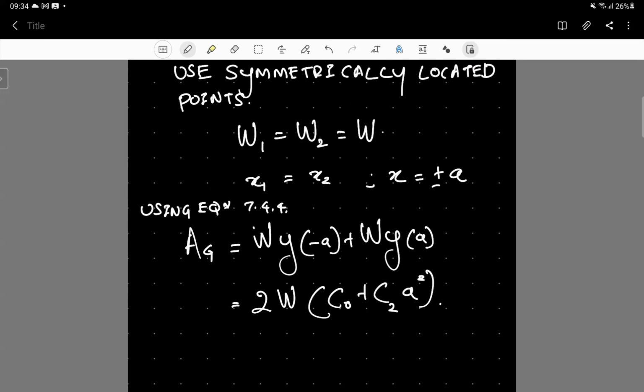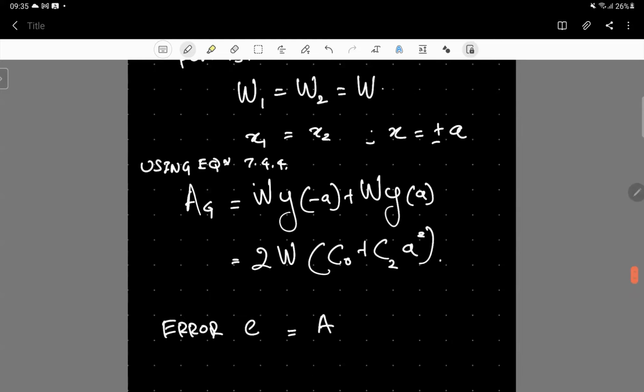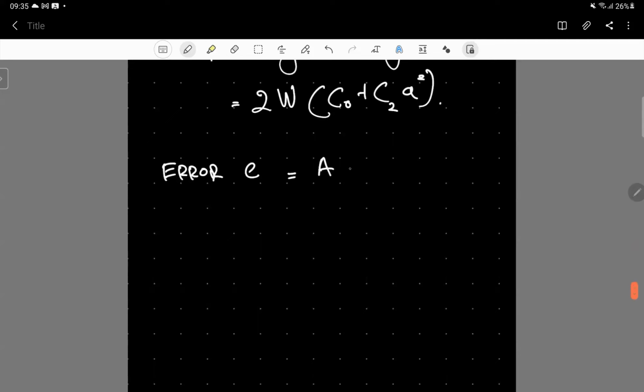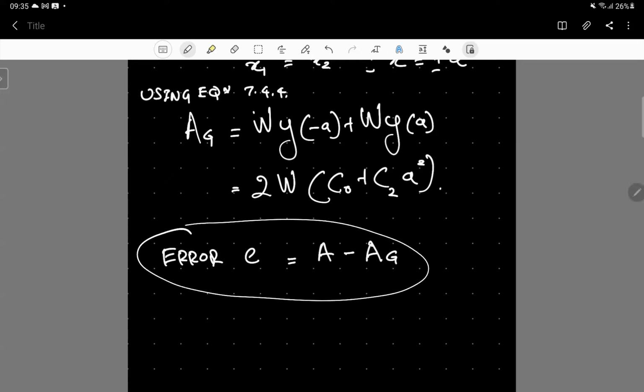What is the error? When we want to evaluate the integral, let's evaluate the error between the Gaussian method and the exact integral which we'd like to calculate. So the error is what we are interested in, and we are trying to minimize the error in this method. Let's call the error E, equal to the area given by the exact integral, equation 7.4.5, minus the area given by the Gaussian method. Our attempt is now to minimize this error.